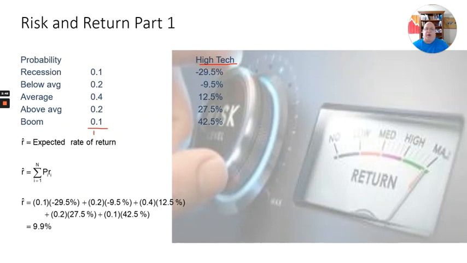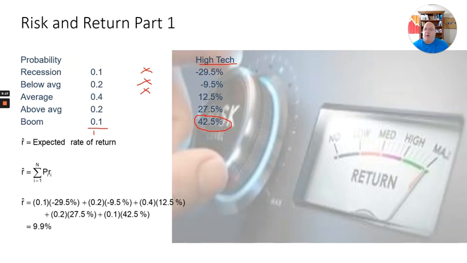But the returns are not equal. Of course, in a bad year, you would lose 29%, but that's one of the reasons people like to be in high-tech stocks: when the going gets good, it gets good. And you make 42.5%. So how do you figure out the peak of that distribution? You actually take the probability times the outcome all the way down. And you just keep doing that. And this becomes a component value over here. And when you add them all up, you end up with the expected return. We'll see that again in another example coming down here.